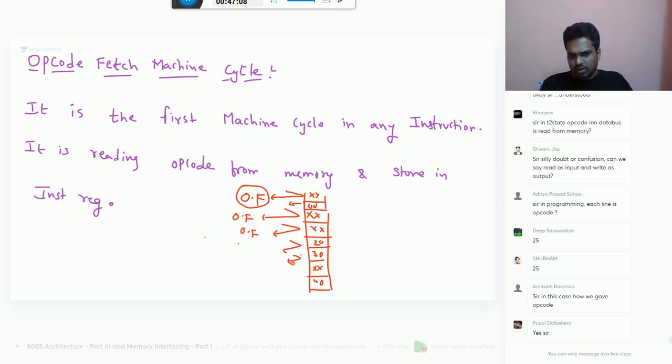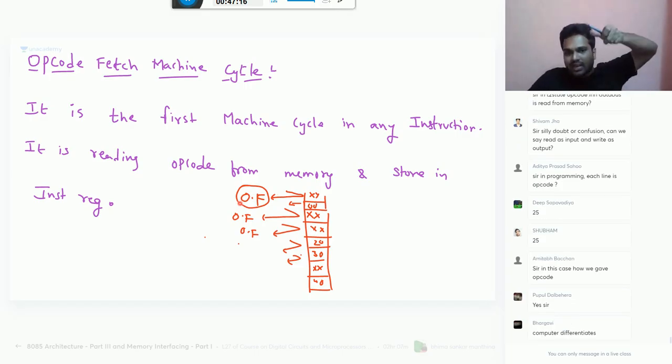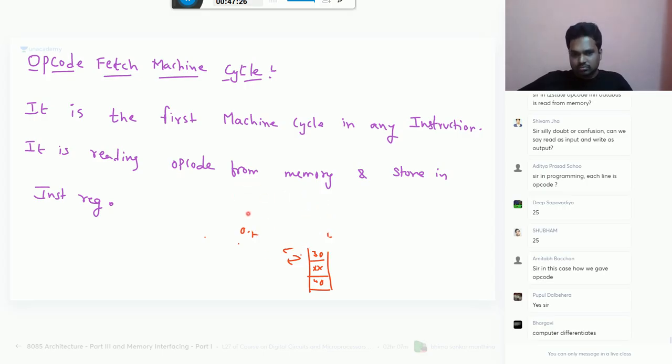Now again, same story. The computer doesn't know anything. Once it reads the opcode, it will understand the size of that instruction, and how many bytes are left. After reading the first opcode, it will do that job. And how this opcode is generated, let me give you an example for that also.